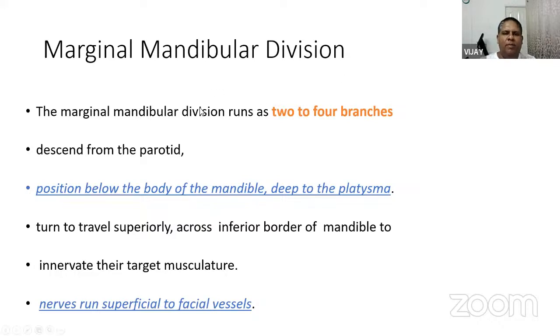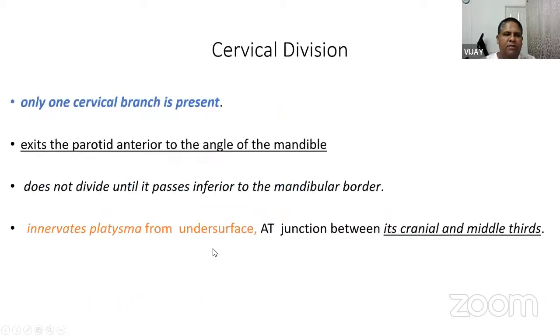Then comes our marginal mandibular branch, which runs as 2 to 4 branches. After descent from the parotid, it goes below the body of the mandible, deep to the platysma, and turns to travel superiorly across the inferior border of the mandible to innervate the target musculature.